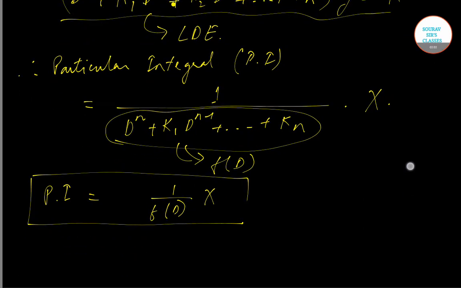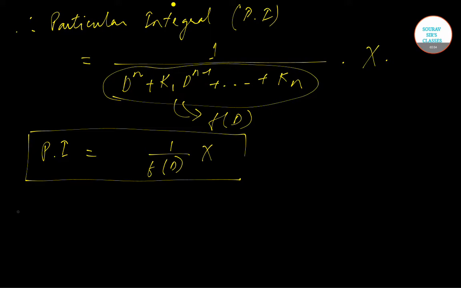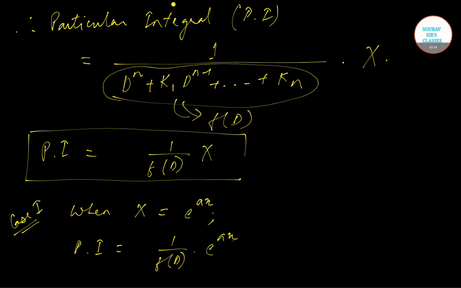Now there are some particular cases that we need to consider. Case 1 will be when capital X is equal to e^(ax). In that case the particular integral is equal to 1 by f(D) into e^(ax), and this will be equal to 1 by f(a) into e^(ax), if f(a) is not equal to 0. So this is case 1.